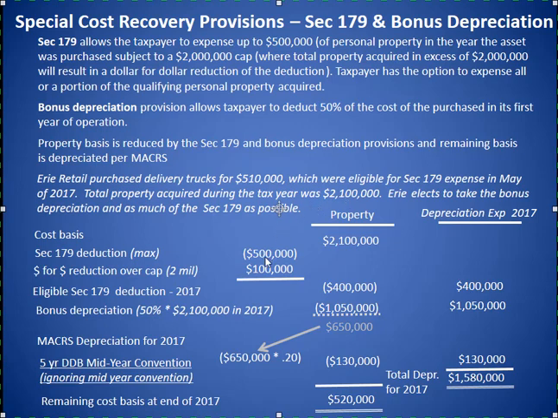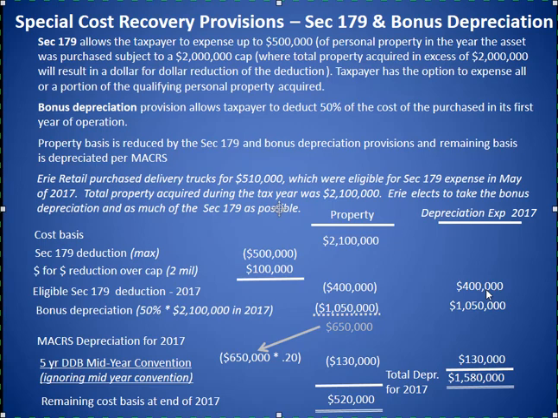So what happens is we take our $500,000 maximum deduction for Section 179 and we subtract out our dollar for dollar offset of $100,000. So the eligible Section 179 depreciation for 2017 would be $400,000, and that would be added to our depreciation expense claim for 2017, $400,000.